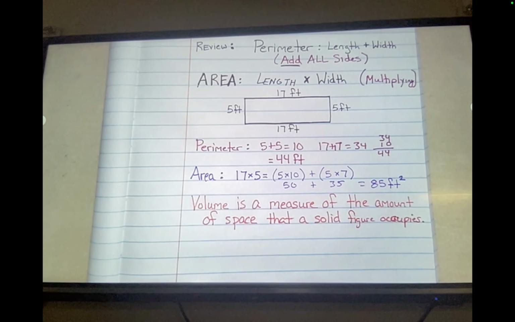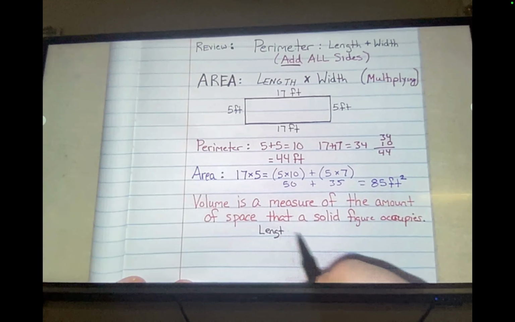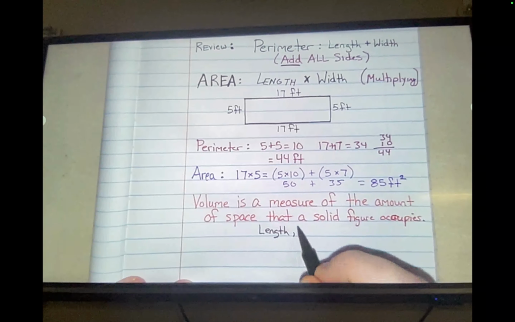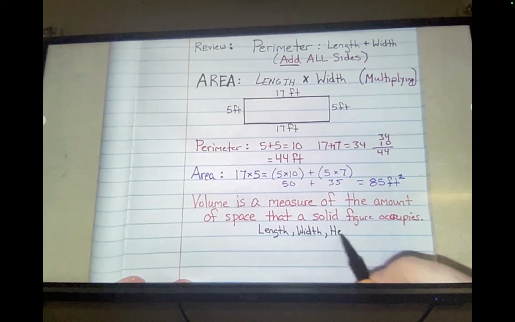So for example, if I am trying to make sure my refrigerator is going to fit into the space that's provided, I have to measure the length, the width, and the height. So when we think about volume, it's really dealing with three things: the length, the width, and the height.